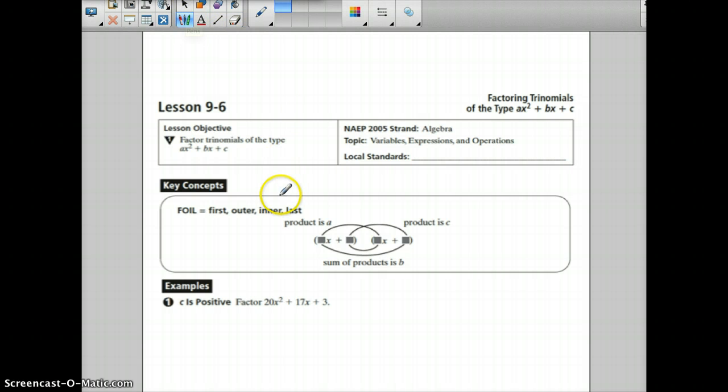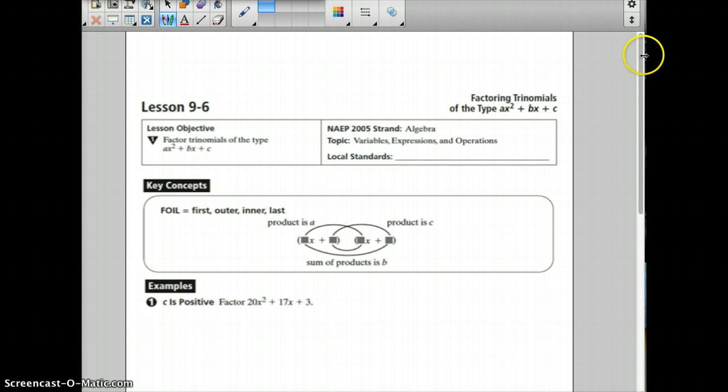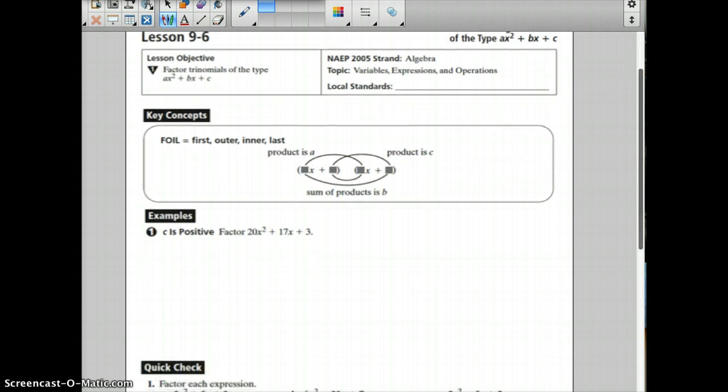Don't forget, when we FOIL, we have to take our first, our outer, our inner, and our last. So notice here that the product A that we get in our trinomial is dependent upon not only the first term here, but the first term here. Our C value is obviously the product of our last, and then our B value is the sum of the outers and the inners. Okay, so let's look at our first example and see what is going on.